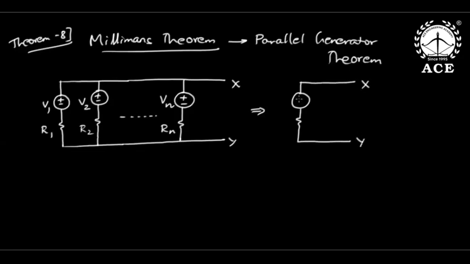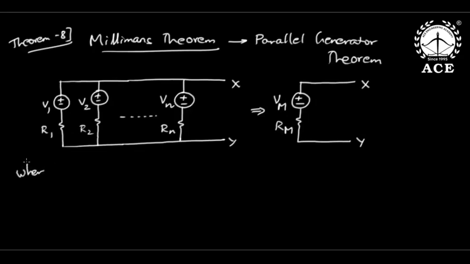X, Y. This is like V Millman's, R Millman's. So this is applicable only for such networks which are in parallel generator form, sir. So this theorem is not applicable for all networks. Only if they are in parallel generator form. What is parallel generator form? You see here, voltage in series with resistance, like that N branches. I can now simplify into a single network, a simple branch consisting of Millman's voltage in series with Millman's resistance.